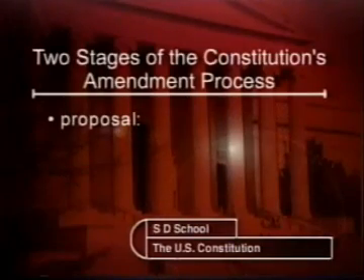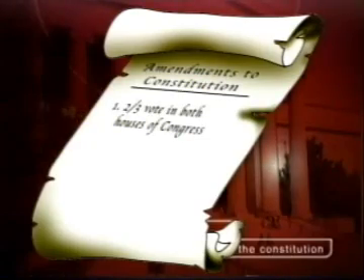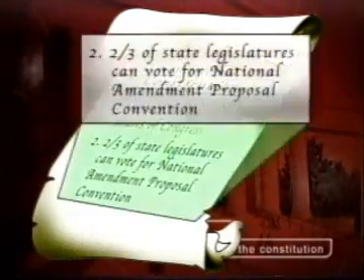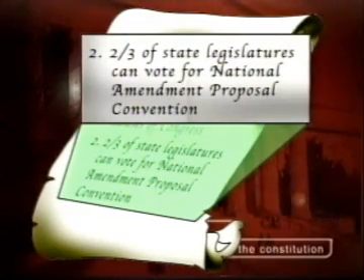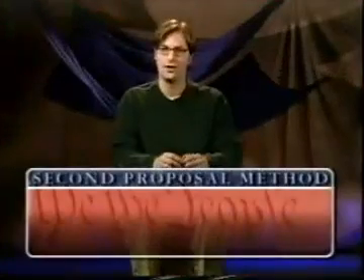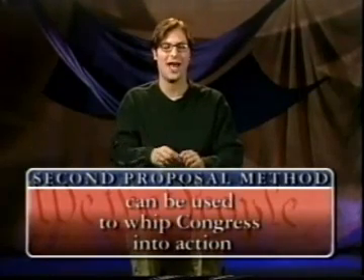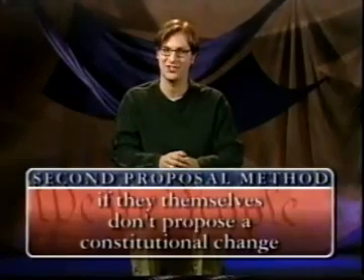Let's start with the proposal process. Amendments to the Constitution can be proposed two ways. First, there can be a two-thirds vote in both houses of Congress. Or second, two-thirds of the state legislatures can vote to have Congress call for a National Amendment Proposal Convention. That second proposal method has never been used, but it's nice to have around because it can be pulled out to whip Congress into action should they not take it upon themselves to propose a constitutional change.